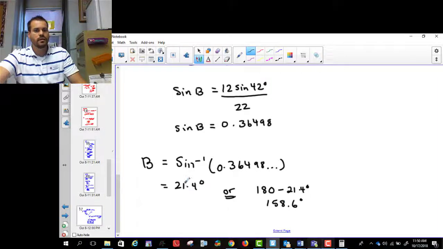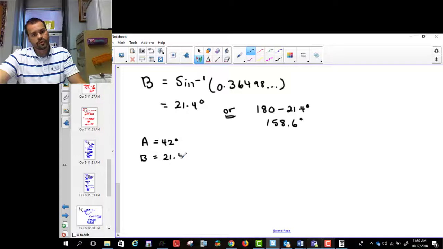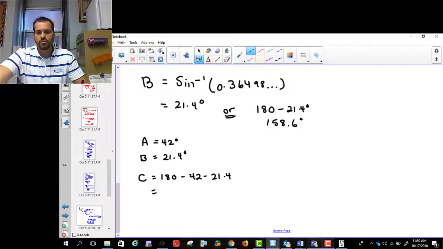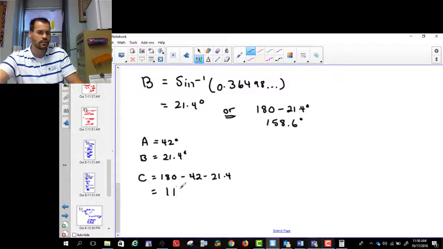Okay? Now, that leaves me with two triangles, right? So I need the third angle. If I do the first one, right now I have angle A is 42 degrees, and angle B is 21.4 degrees. So that means angle C is going to be 180 minus those two. So I go 180 minus 42 minus 21.4, and I say that's 116.6. And so that works, and I'm happy.